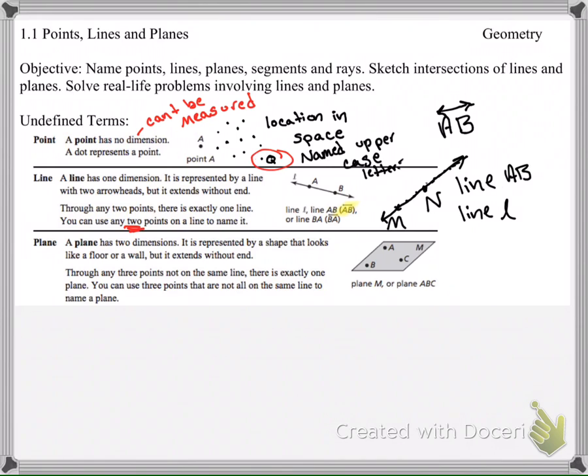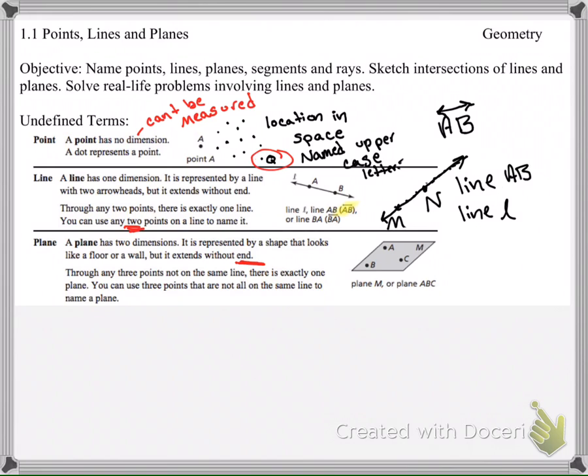A plane. A plane has 2 dimensions. It has both length and width. We represent it with a shape that looks like a floor or a wall, but it's important to notice here it extends without end. So these lines along the outside are not the end of this plane. It's just how we draw it on paper. It's really hard to draw a plane on paper, so that's just how we draw it. But in fact, it goes on forever and forever.